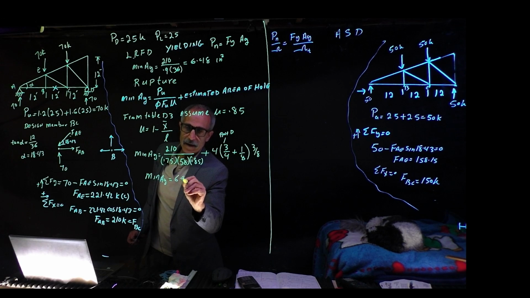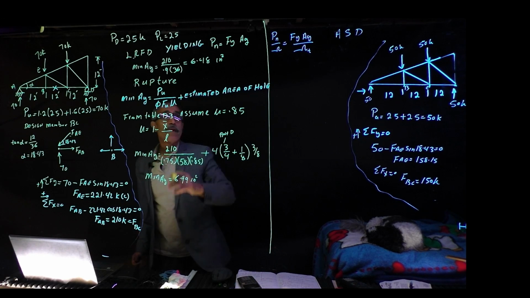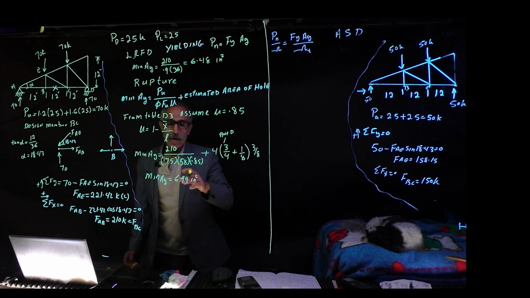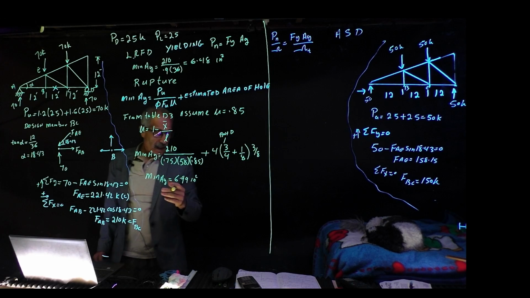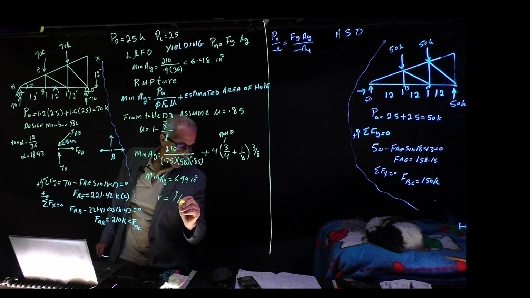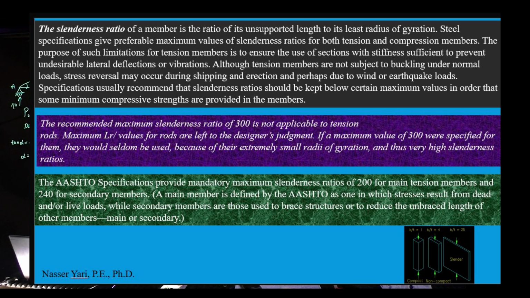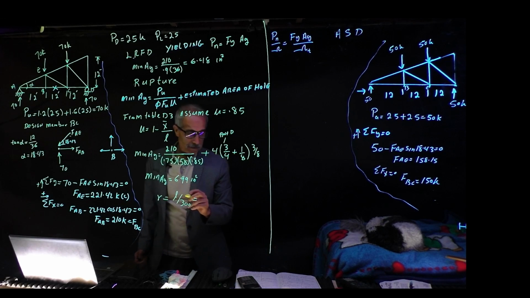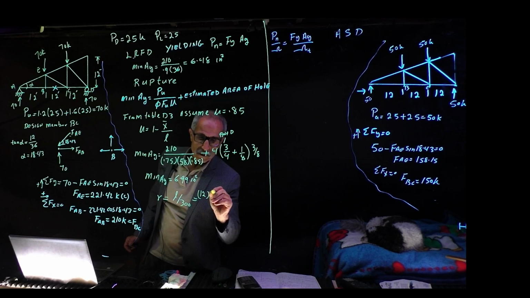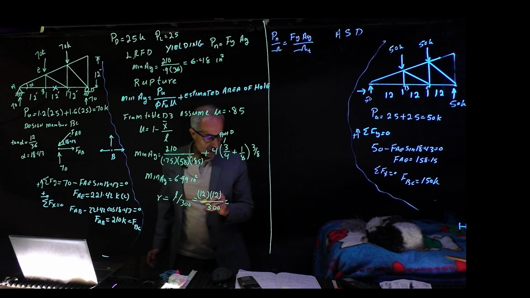6.99 inch squared. Obviously, it's bigger than that one. That's kind of good. And per code, we'd rather have our r be over 300, as we mentioned, for the slenderness. So that's equal basically, L is the length of this member, which is 12. So it's 12 times 12, and then divided by 300. And I have 0.48 inch.